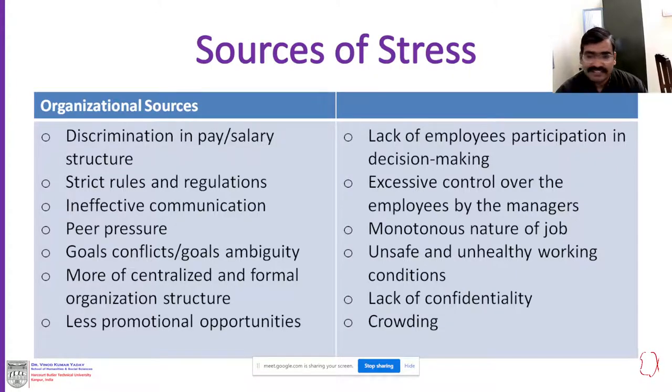Lack of employee participation in decision making, as you understand. Excessive control of employees by the manager, obviously high voltage supply. Monotonous nature of job. The nature of the job is also sometimes a cause of stress. Unsafe and unhealthy working conditions are the most commonly available across the sector, across the companies. Because the organization, especially in the private sector, they say that you give them output in any condition. But they are not investing in working conditions, safety and health in the working place.